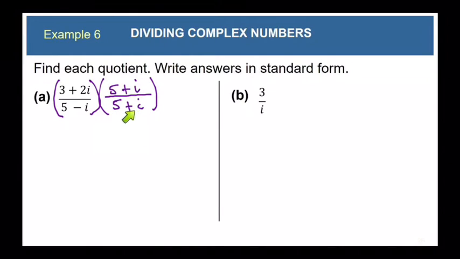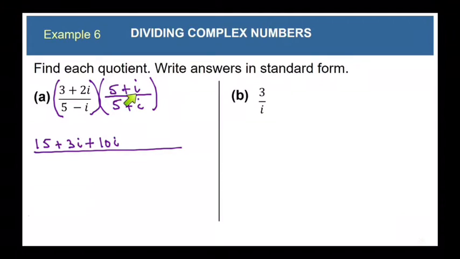So here we are multiplying by the conjugate of the denominator, and whatever we do to the bottom we have to also do to the top, so that effectively we're just multiplying by 1. And now here we go with the FOIL method in the top. First times first is 15. Outer times outer is plus 3i. Inner times inner is plus 10i. And last times last is going to be plus 2i squared.